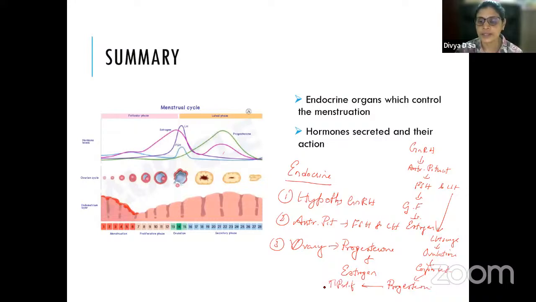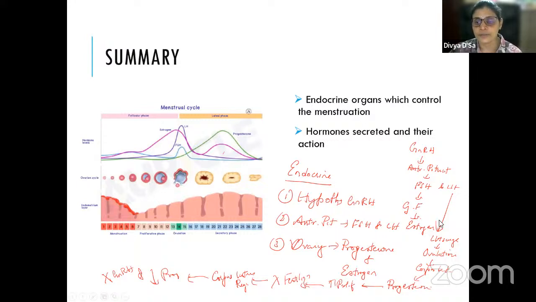In case fertilization doesn't occur, what will happen? There is withdrawal. The corpus luteum will regress, so there is regression, decreased progesterone, and inhibition of GnRH. That will lead to menstruation. So that is how the hormonal control works.